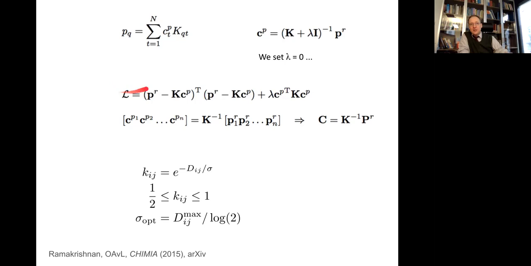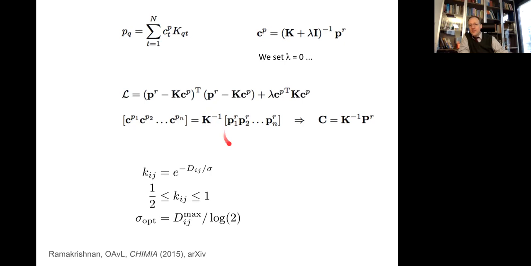And when you solve this, you can then see for different properties P, so you can have P1, P2, Pn, right? For n properties, you basically have this matrix of property coefficients. The number of training instances is the length, and the width is the number of properties you're considering. And you get that by multiplying your inverted kernel with the matrix of the reference properties, right?